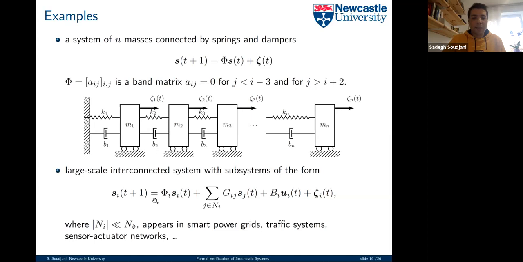So as you can see here, this equation is only for one of these subsystems, which is influenced by only the neighboring subsystems. And usually the number of neighboring subsystems is substantially smaller than the total number of subsystems in the whole network. And this structure appears in many application domains like traffic systems, smart power networks, sensor actuator networks, and so on. So you have a large number of interacting components, and each component is interacting with a very small subset of other components.